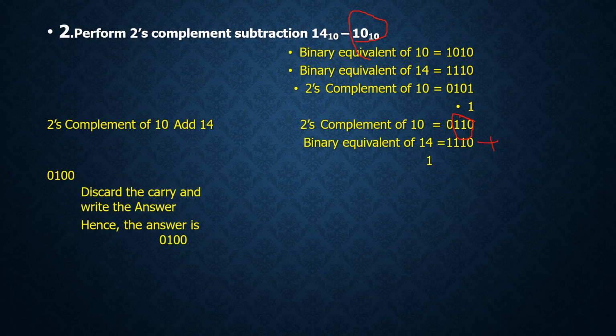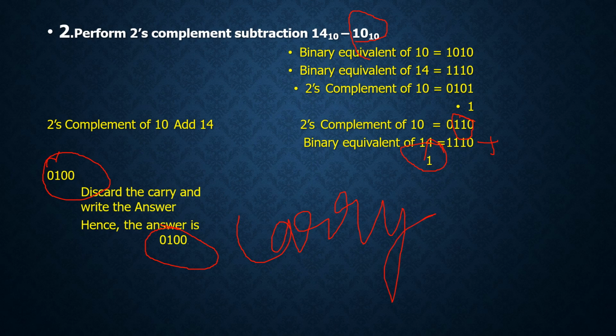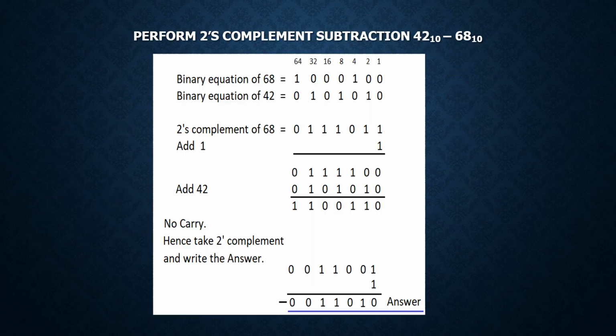With that you add 14. Why you are adding, I already told you: we have done a complement here. When you add, you get the value 0 1 0 0 and a 1 as the carry. The desired value is 0 1 0 0. Since you get a carry, you write the answer directly as 0 1 0 0. This is a carry condition, so you write whatever you get as the answer.